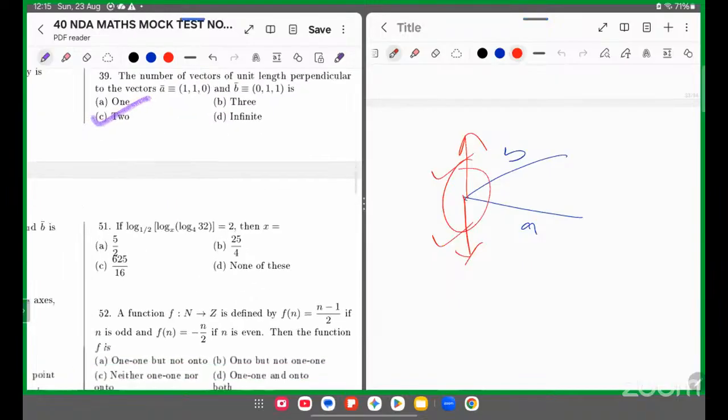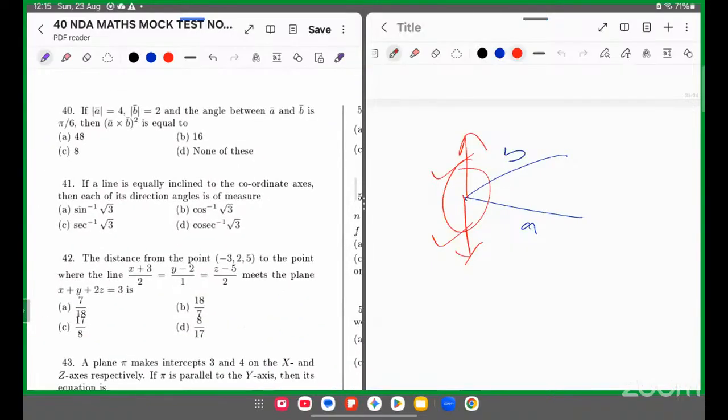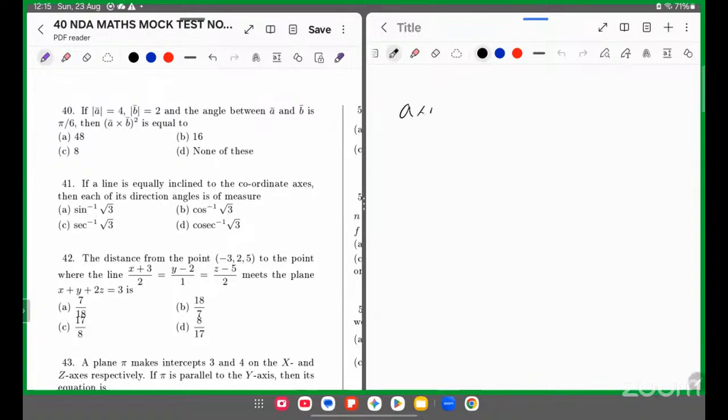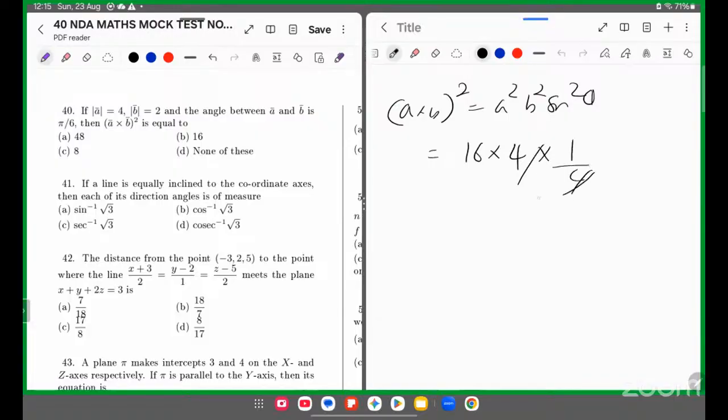Question number 40. A equal to 4, B equal to 2, and the angle between A and B is pi by 6. Then A cross B the whole square. A cross B the whole square, we know that, is A square B square sine square theta. A square is 16, B square is 4, sine square theta with sine 30 gives 1 by 4. So 4 gets cancelled. The answer will be 16, option B.